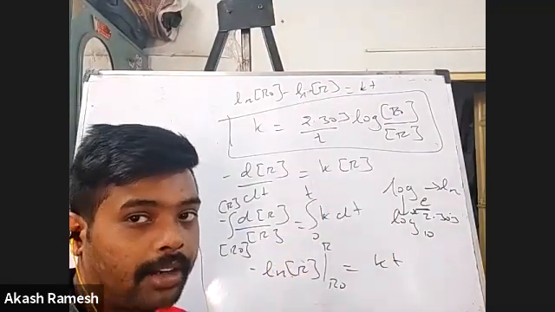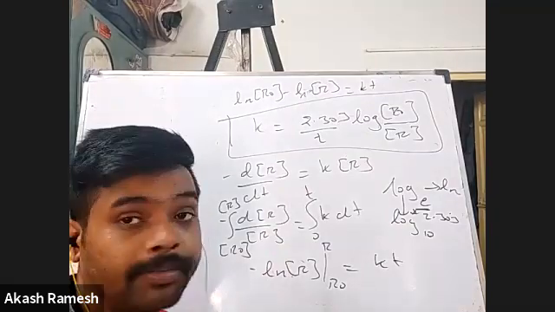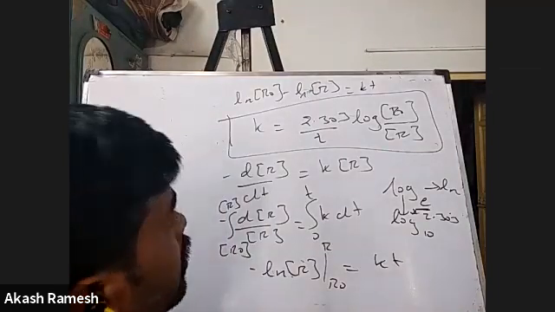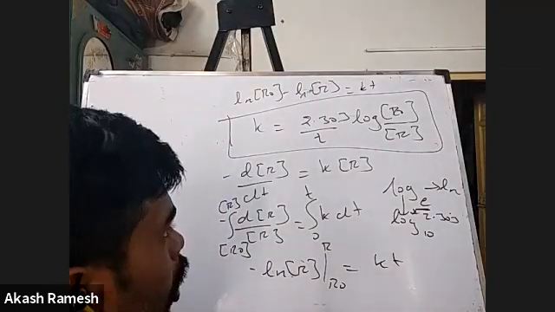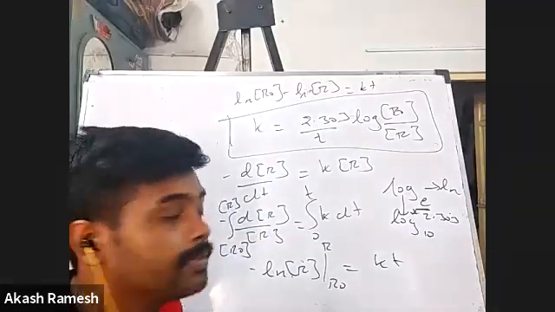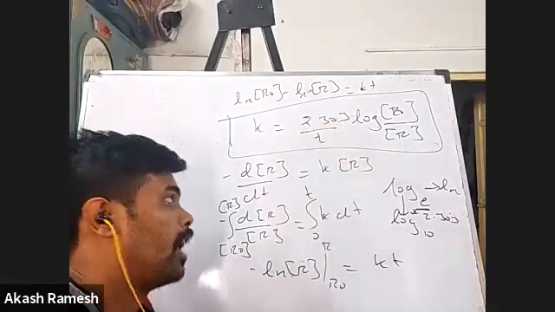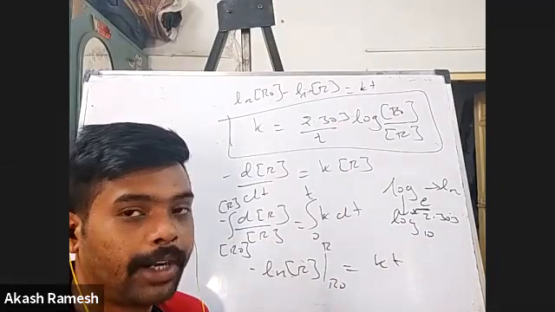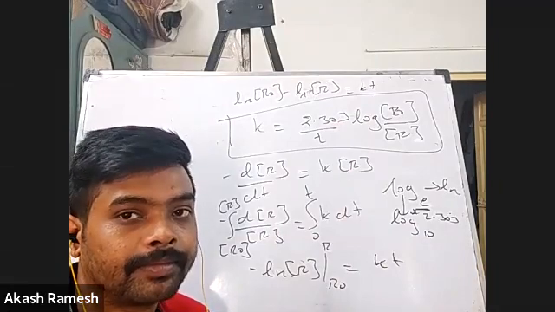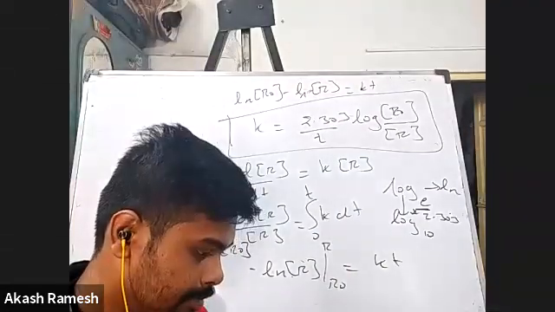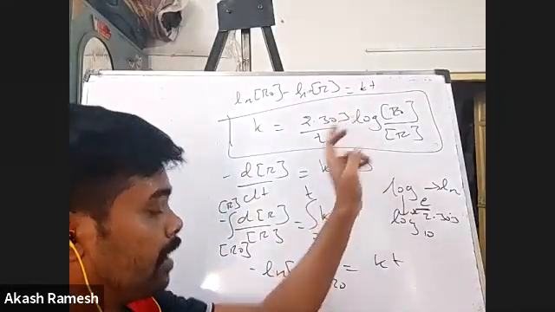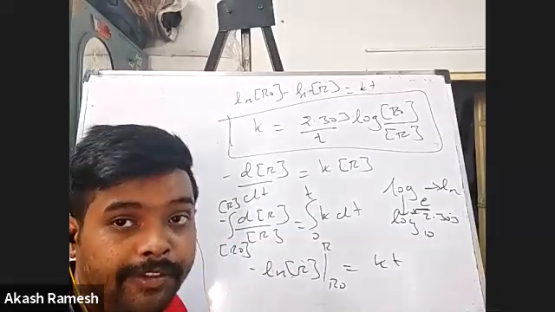Definitely you are getting a 3 mark from this equation. So k is equal to 2.303 by t log of r naught by r. And what I want you to do is derive from this the equation for t half. Can you do that? From this equation, derive the equation for t half.